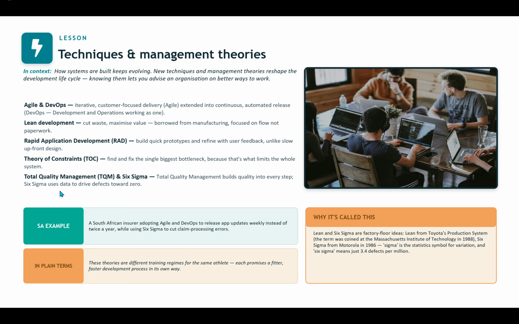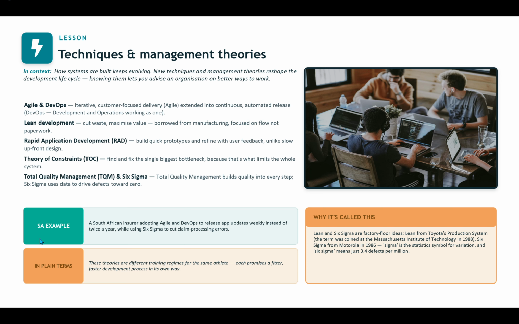Then there's also total quality management, or TQM, and Six Sigma, where total quality management builds quality into every step, and Six Sigma uses data to drive defects towards zero. All these are different management theories that are described much further in your learner guide if you need to go deeper into them. But for your exam, for your assessments, a lot of what we're discussing here will be enough.